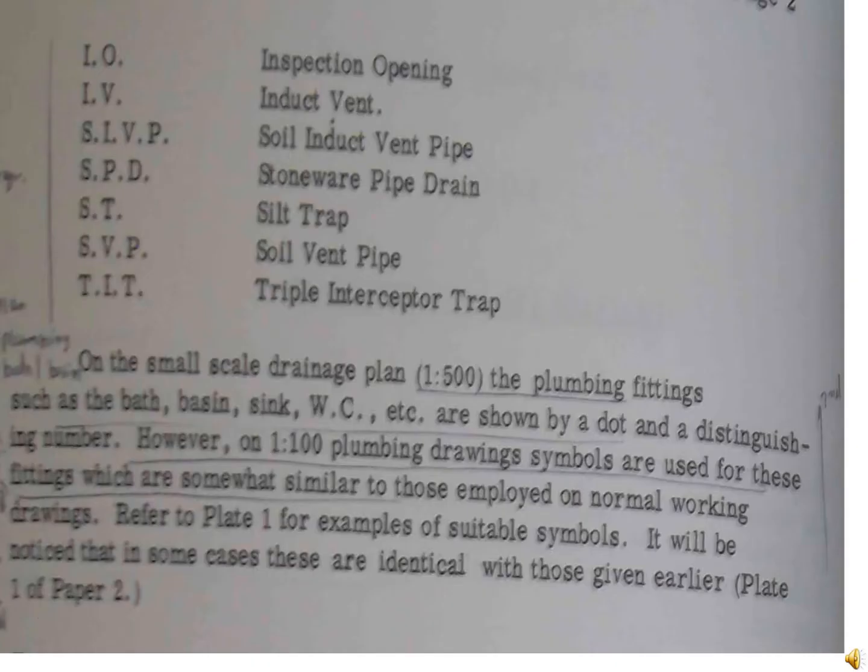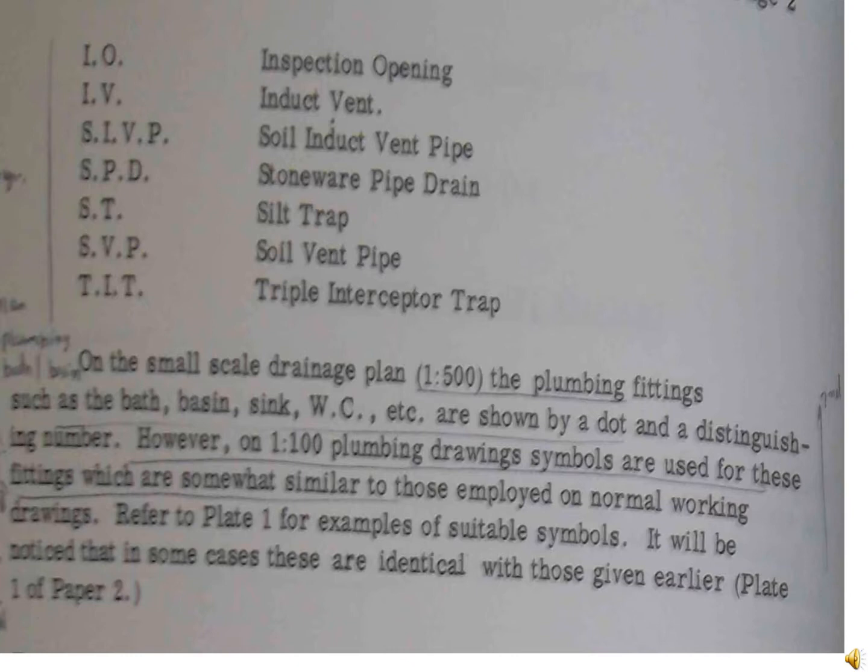Then we also start talking about the IO, inspection opening, IV, intervent, SIVB, slide intervent pipe, SPD, stoneware pipe drain, SDSA, cylinder trap, SVB, slide vent pipe, and the TIB, trivet interceptor trap. So those are also elements of the drainage system.